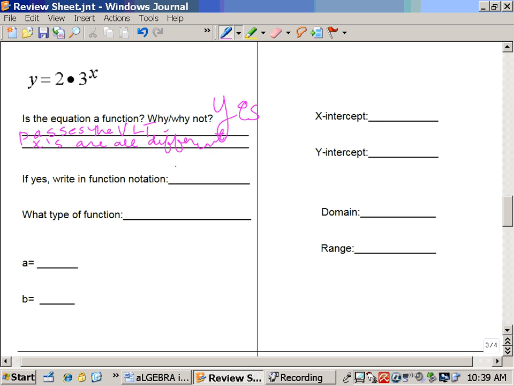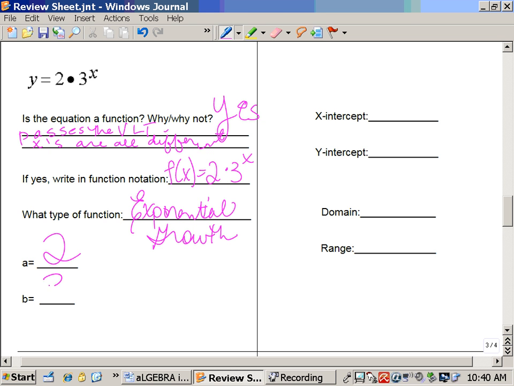Okay, write it in function notation. What do I write? f of x equals 2 times 3 to the x. So easy if you know this. What type of function? Exponential, and specifically, it would be growth. Okay, what is a? 2. And b? 3.